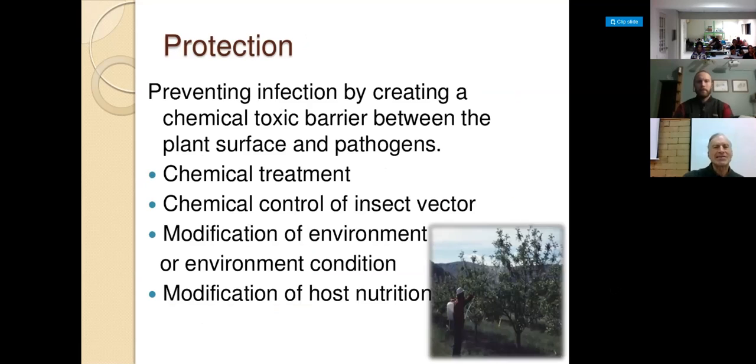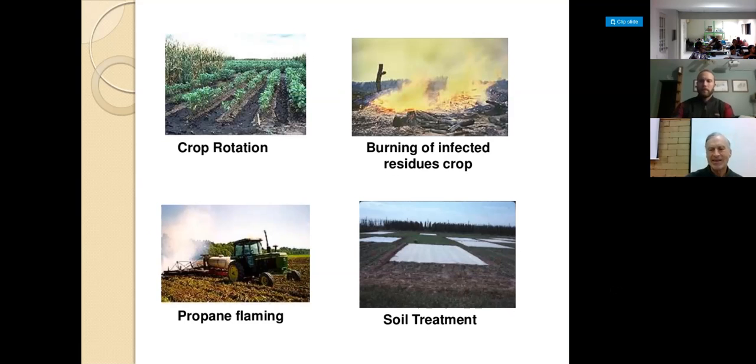So protection. Wait a minute. The one before the last one, did it say something about something spread on the floor? Soil treatment. It has plastic there. You didn't mention that. Okay, good. Thank you.